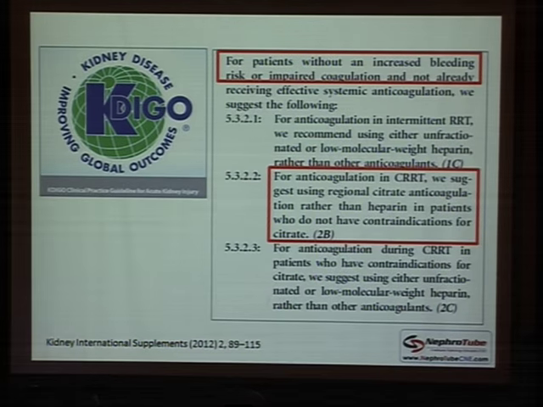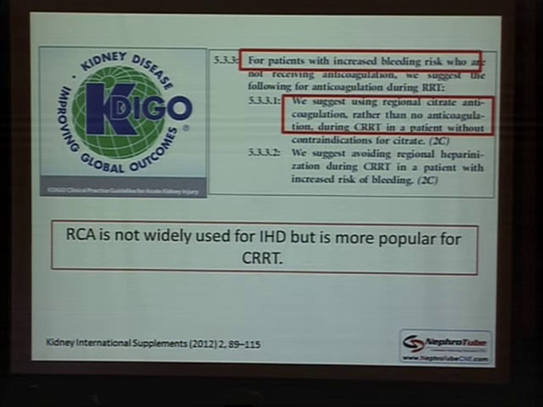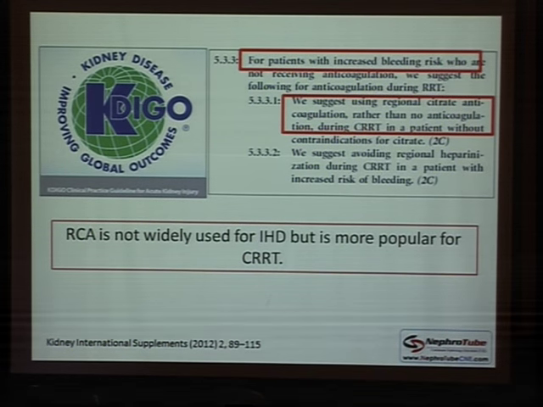That is why KDIGO guidelines recommend regional citrate anticoagulation as the primary method for all patients, with or without risk of bleeding, if they have acute kidney injury with systemic disease or are hemodynamically unstable. So it is widely used for CRRT but not intermittent hemodialysis.